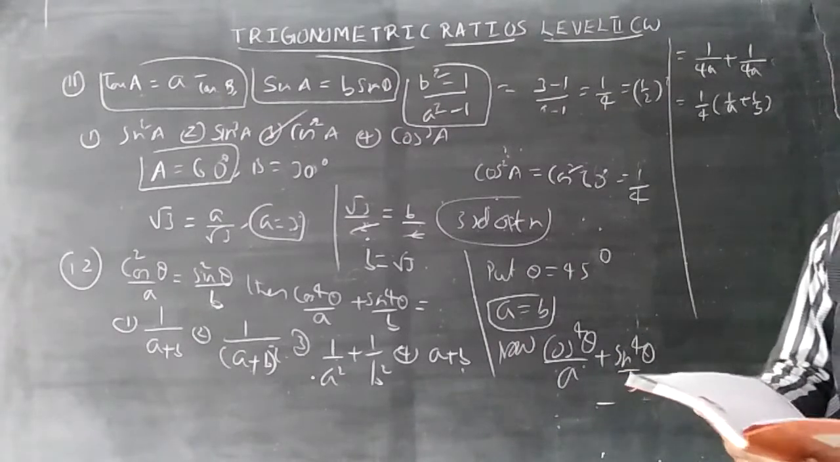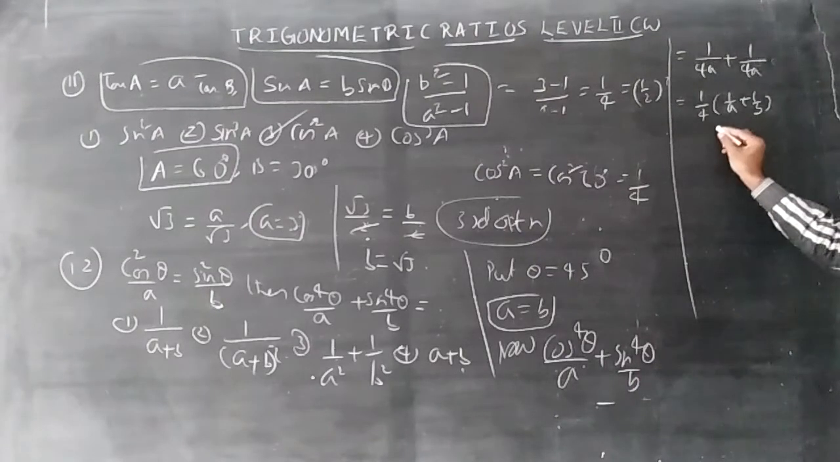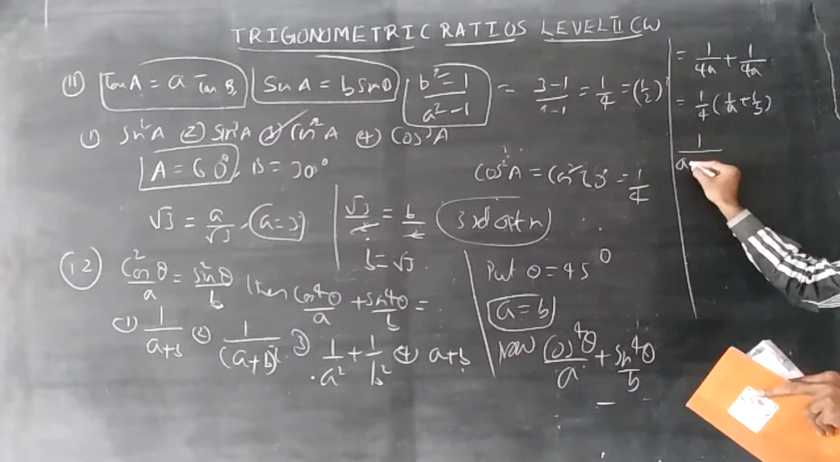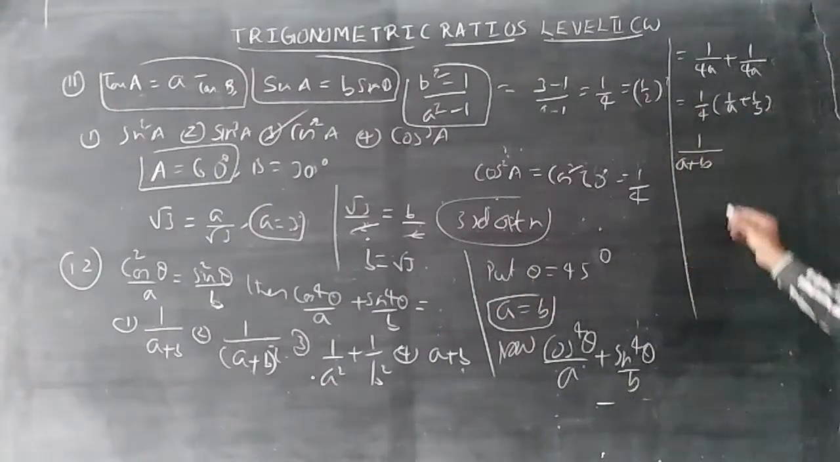1 by a plus b only. 1 by a plus b, meaning what is the value of simply 1 by a? 1 by a plus b, 1 by a. So a is equal to b only.